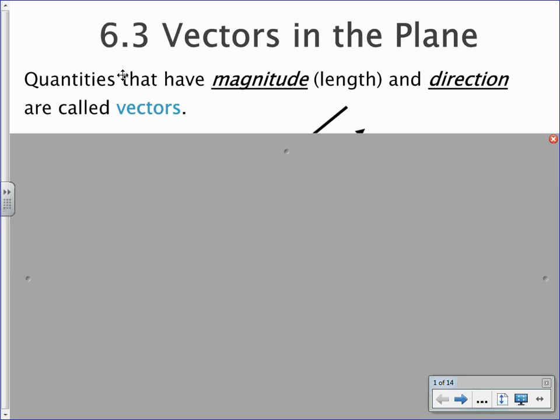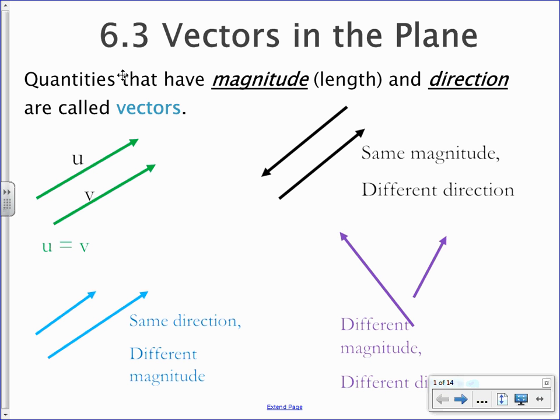All right. So vectors are arrows with both magnitude and direction. So really a quantity. Here are some pictures of vectors.